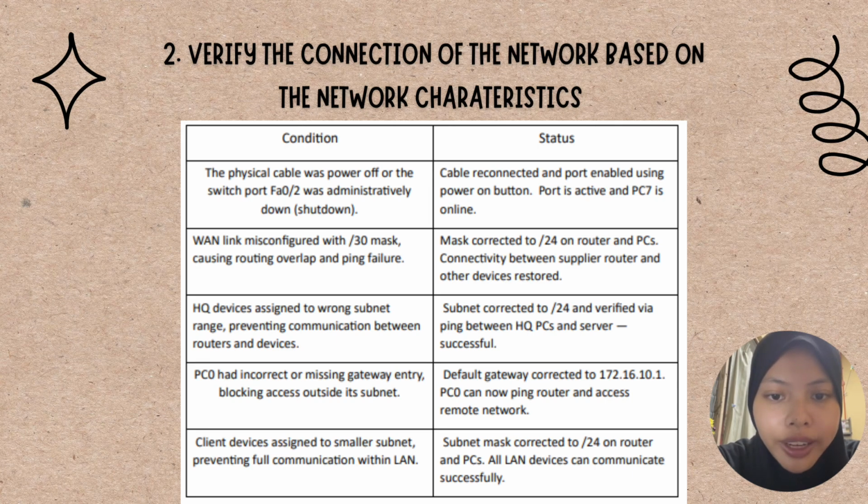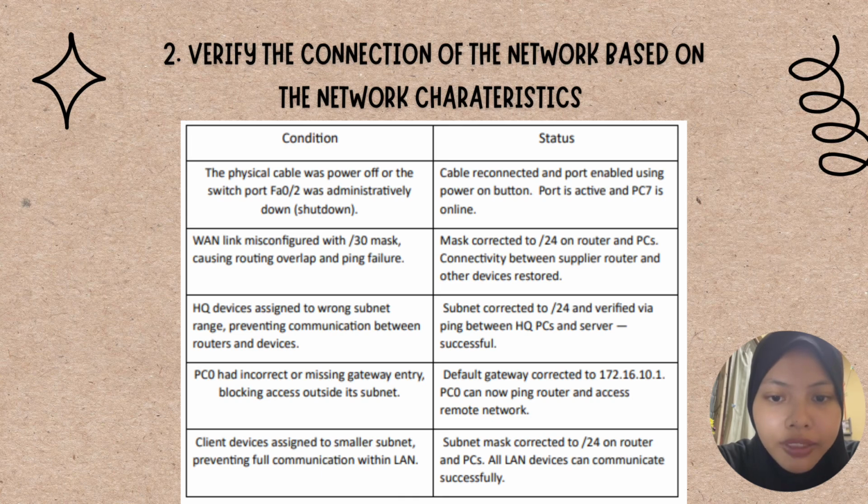Next, the HQ devices were assigned to the wrong subnet range, preventing communication between the router and devices. So the status is that the subnet was corrected to /24 and verified via ping between HQ PC and server successfully. Fourthly, PC0 had an incorrect or missing gateway entry, blocking access outside the subnet. So the status is that the default gateway was corrected to 172.16.10.1. PC0 can now ping the router and access the remote network.